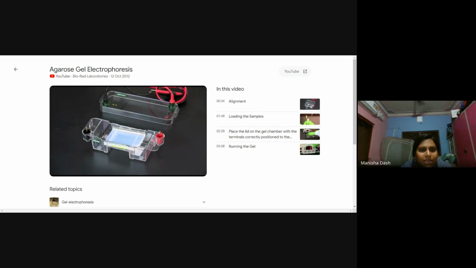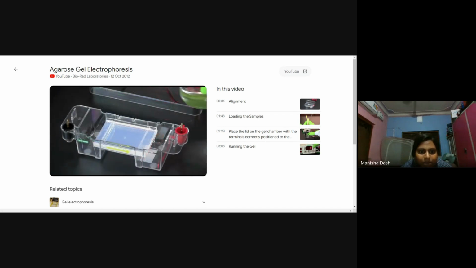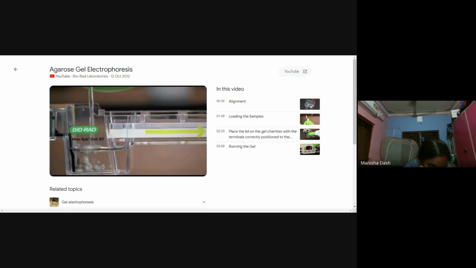Okay, that is how a gel looks like. And this is the running buffer being added. Add electrophoresis buffer to the reservoirs at each end of the gel chamber, and keep adding buffer until the wells in the gel are covered by at least 2 millimeters of buffer.